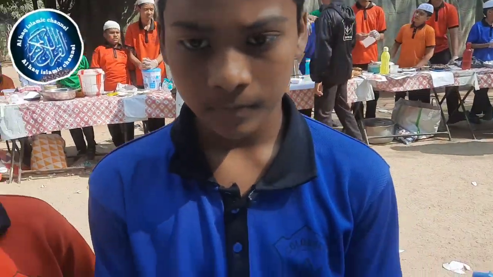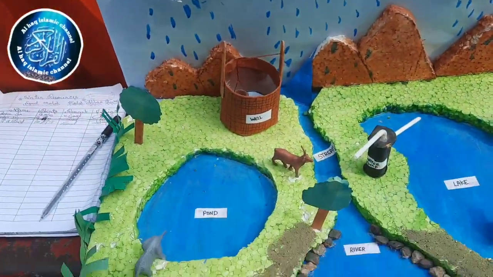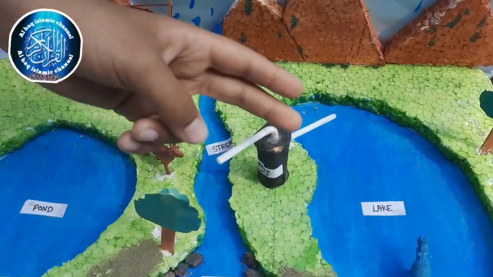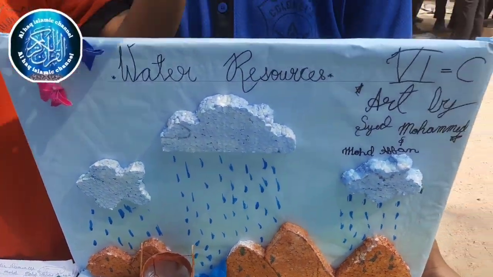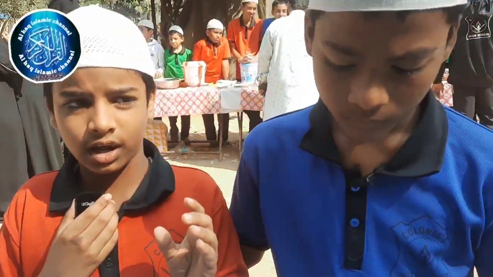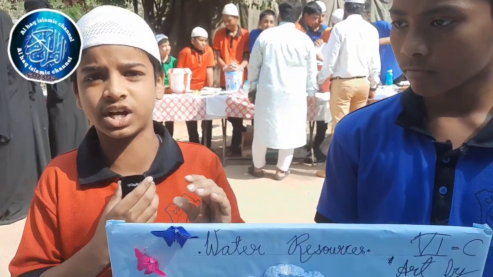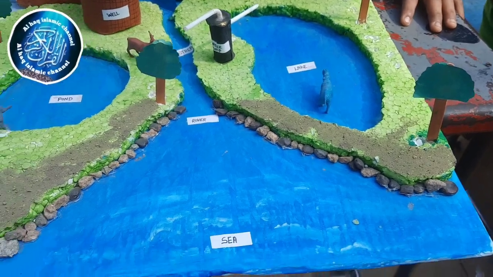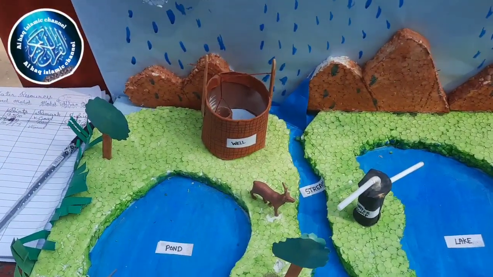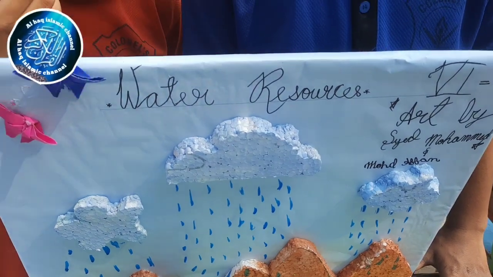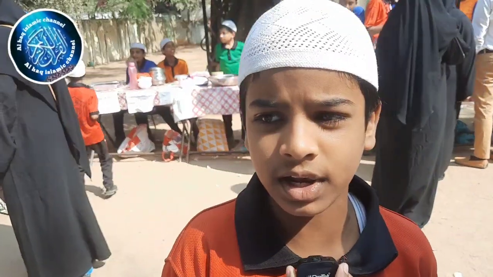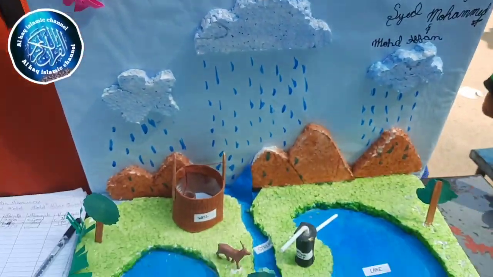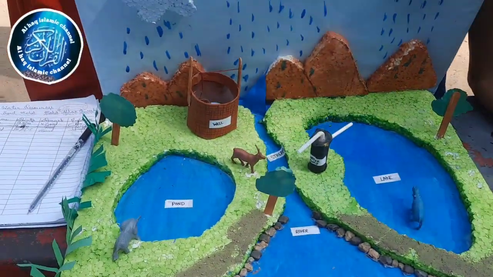I am from 6C. Today my topic is water resources. Water is found in large bodies like oceans, seas, rivers and lakes. It is also found in the atmosphere as vapor and as a solid in snow, glaciers and ice shelves. 97% of the water on the earth is found in oceans and is too salty for us to drink. 3% of the water is available as fresh water. 98% of this fresh water is trapped in snow, glaciers and ice.